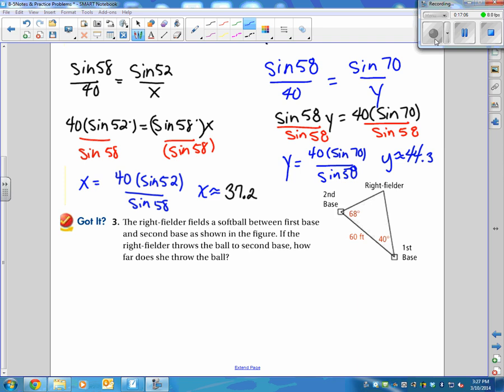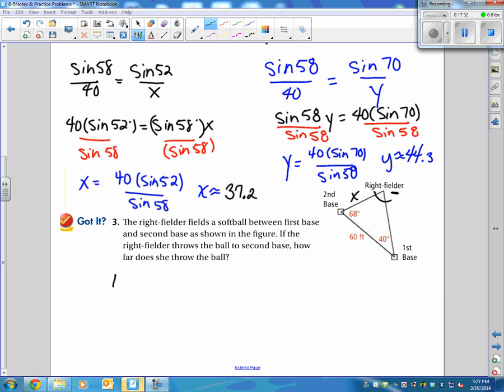Okay, and got it. Number 3, we are looking for the distance for the right fielder to throw from here, where they fielded the ball between first and second, to second base. So we're just going to call this x because that's the value we're looking for right here. And since I only have this 60 feet right here, I'm going to need to find this angle in order to use this as part of the proportion.